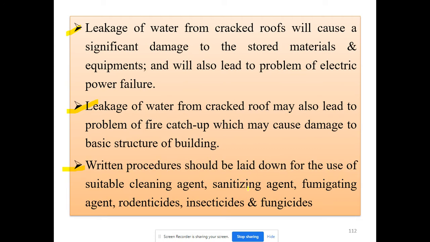Understand, student? Next point in this slide: written procedures should be laid down for the use of suitable cleaning agents, sanitizing agents, fumigating agents, rodenticides, insecticides, and fungicides. We have to make use of all these different types of agents for the maintenance of our building structure and the cleanliness in our working area. But how to use them? For that, the SOP should be maintained.